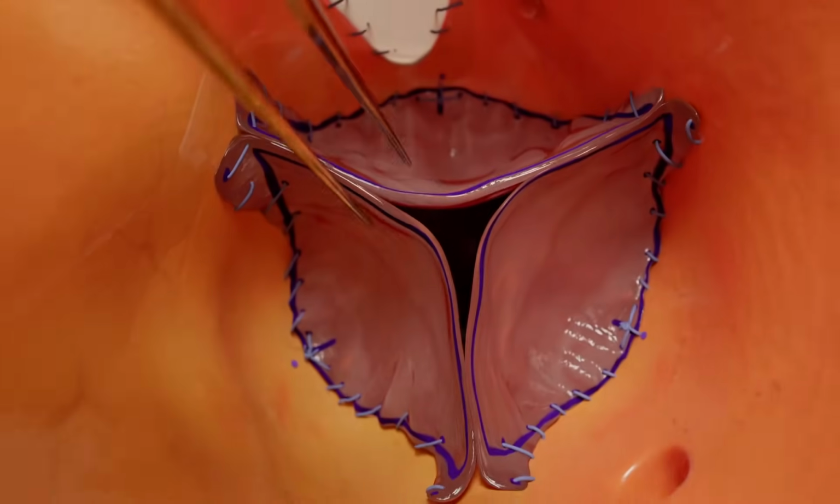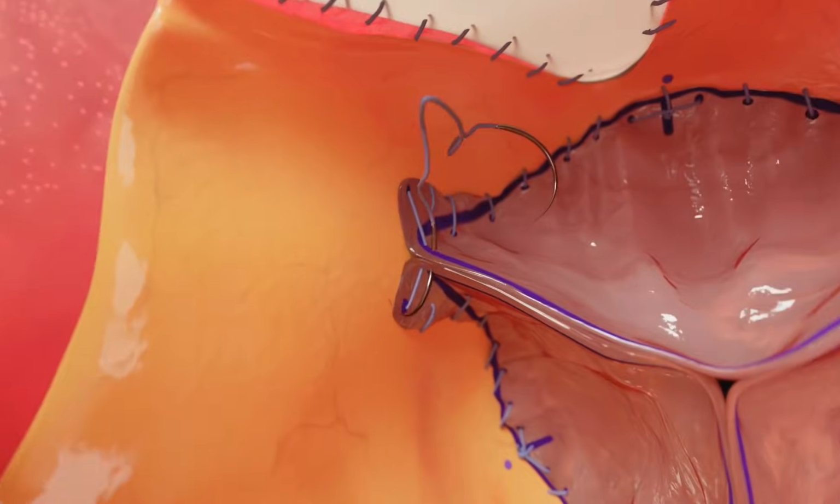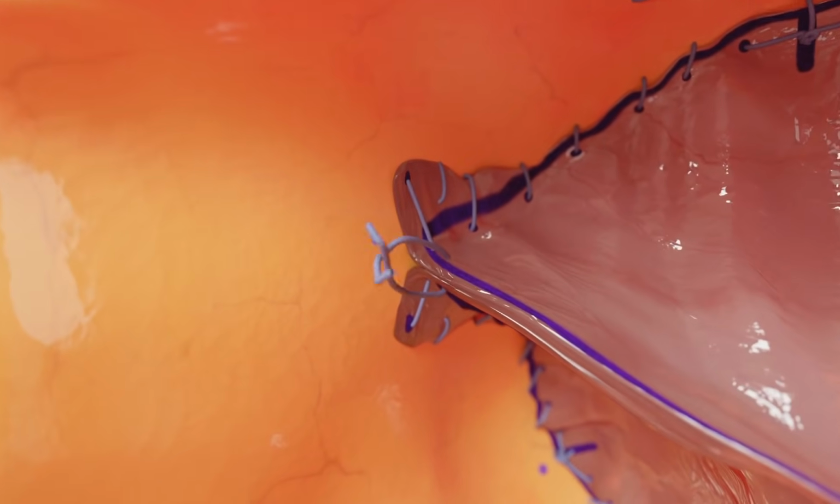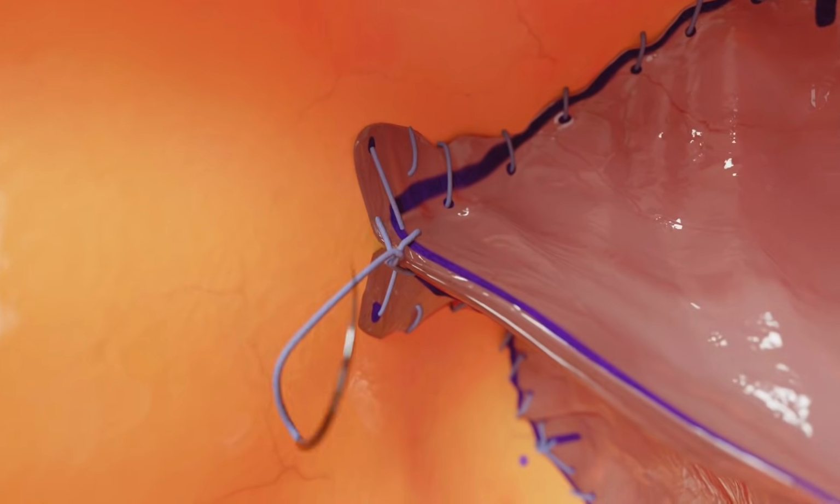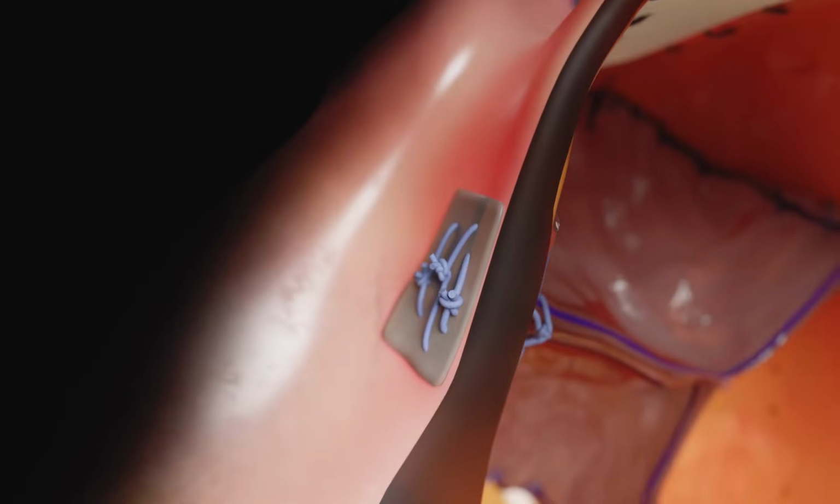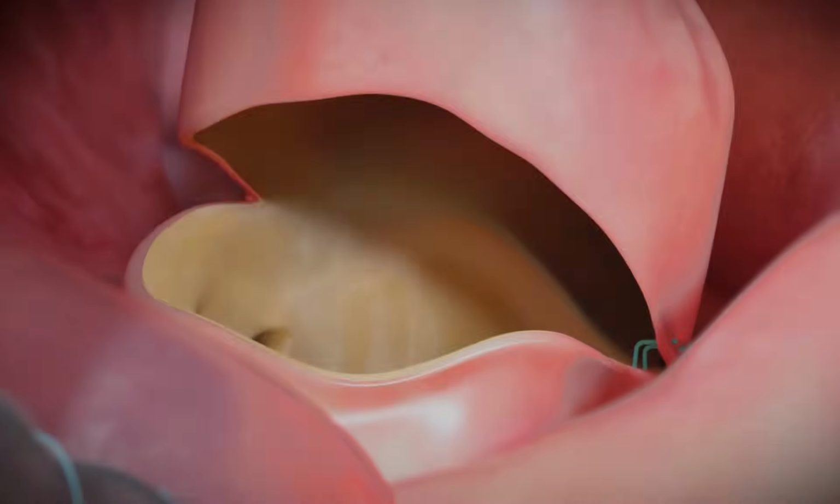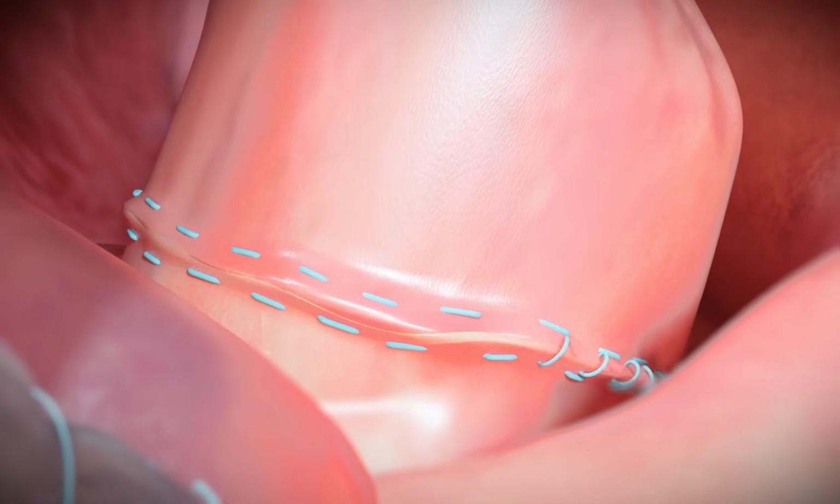The same suturing technique is repeated for the remaining 2 sinuses, creating a reconstructed valve with symmetric new cusps and a central coaptation line. The Ozaki procedure restores physiological blood flow through the aortic valve. This markedly relieves symptoms such as dyspnea, rapid fatigue, and other manifestations of heart failure.